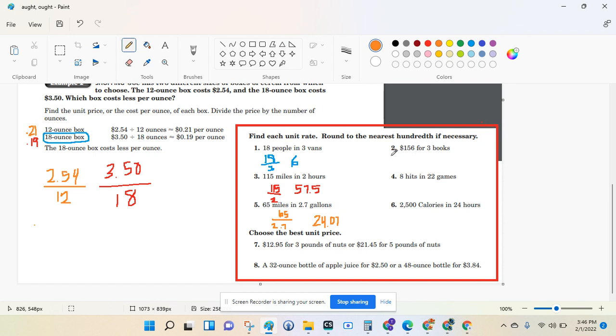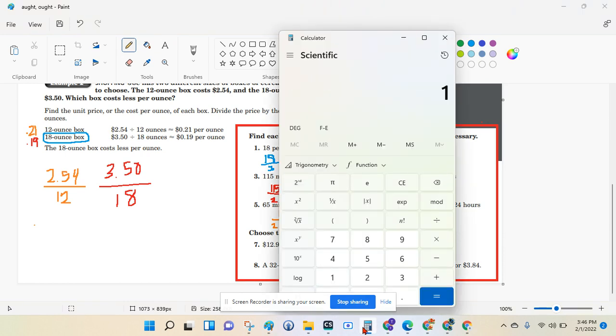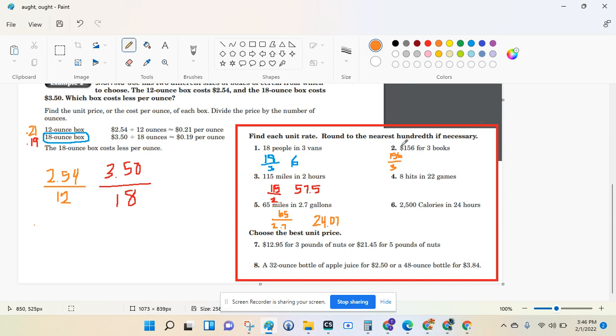So here we have 156 over 3. So 156 over 3 is our ratio, and we're trying to figure out what this would be. 156 divided by 3 is 52. So it was $156 for 3 books. How much was each book? Well, each book was $52. Remember, anytime you have a dollar sign up here, you want to make sure you put that dollar sign in your answer.